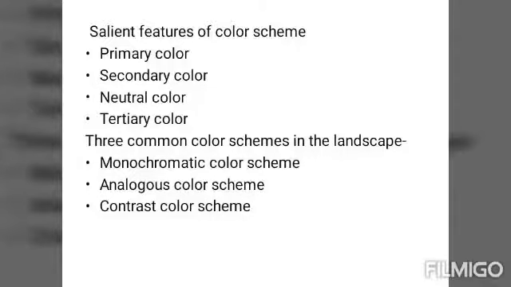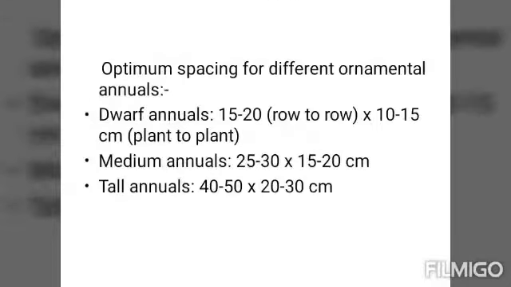And the contrast or complementary color scheme: in this, two opposite colors like red and green, yellow and violet, and blue and orange are arranged totally opposite, like red and green combination, yellow and violet combination, and blue and orange combination. So these are some features and color schemes. The first one is salient features of color scheme, and after that the common color schemes in the landscape.